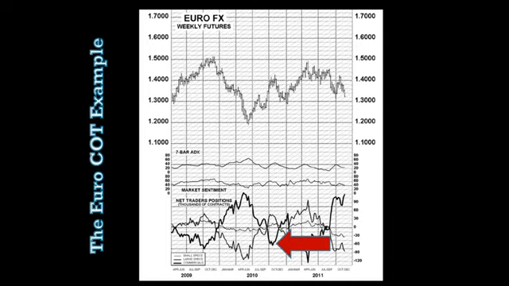At any time, if the net short position is held by the commercials in this environment, it's mainly just going to be a corrective pullback and just give another buying opportunity for the long-term trend.